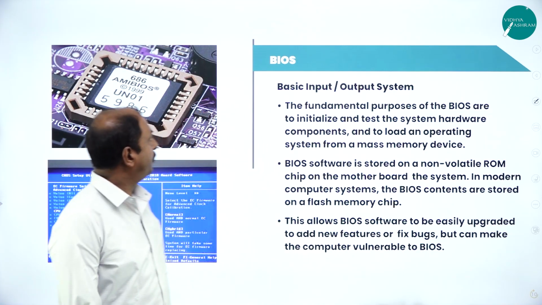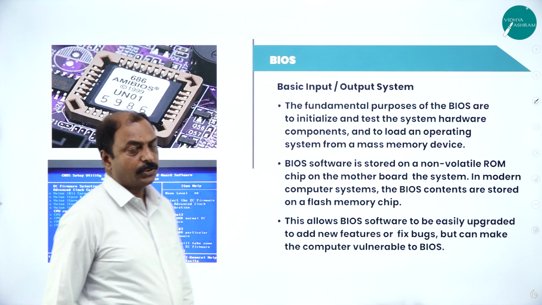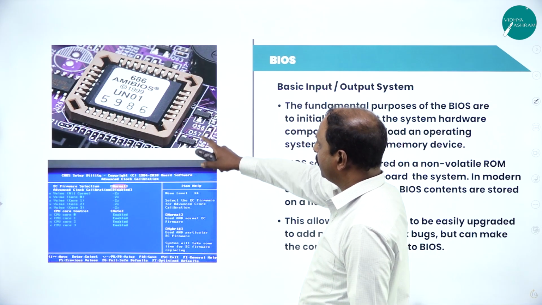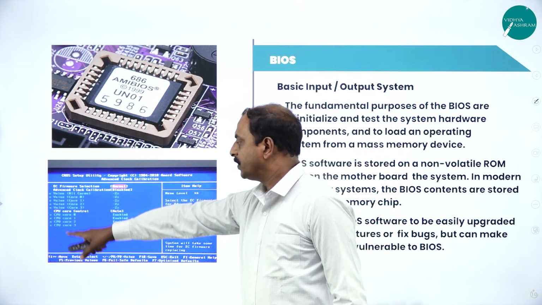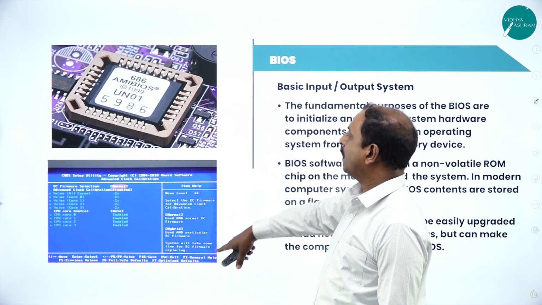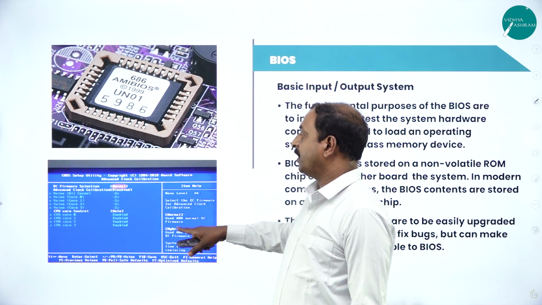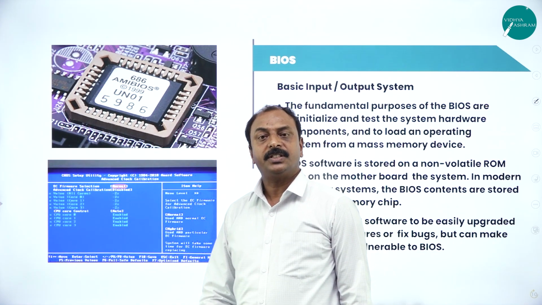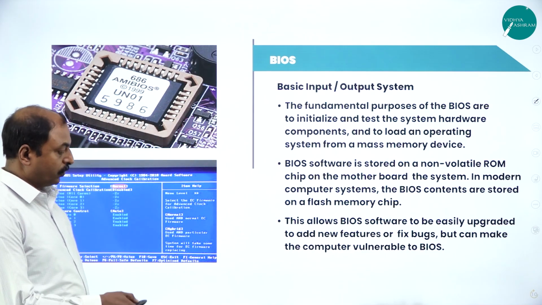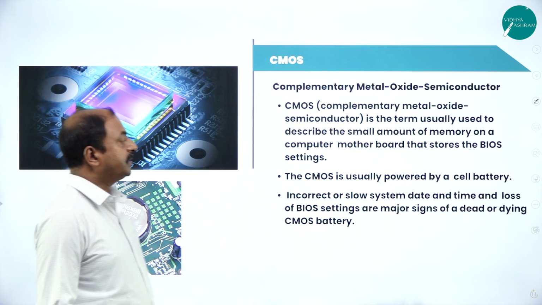So this is BIOS. Also, if you look at the diagram here, you can see this type of screen. This is an example of the BIOS CMOS setup, or BIOS setup. This is the way we can configure the BIOS settings of the computer system. Now let us move on to the next slide, and it is CMOS.